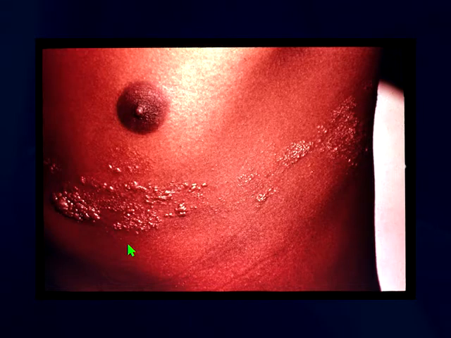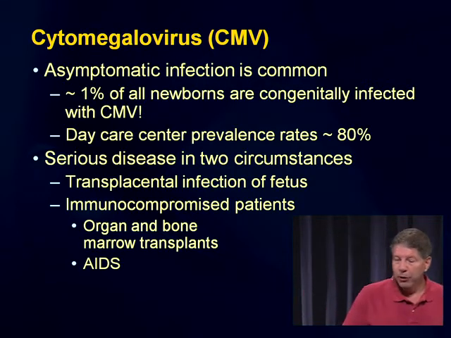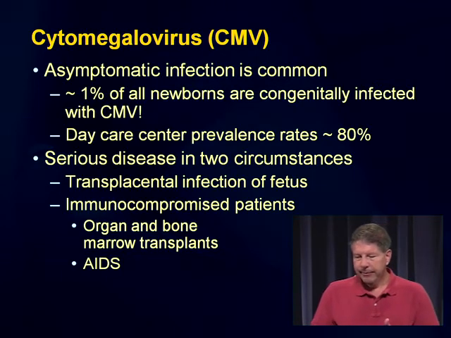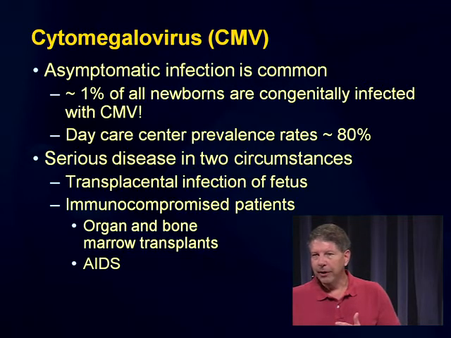All right, CMV. Asymptomatic infection is common. About 1% of all newborns are congenitally infected with CMV. So 1 out of 100 newborns have CMV. Okay? The deal is most of these kids don't have any problem from it. Okay? So that's the good news.